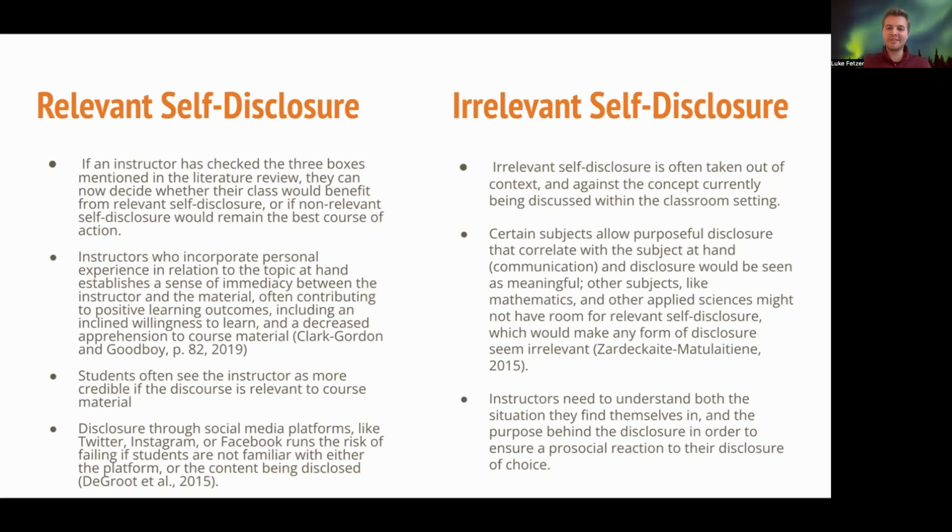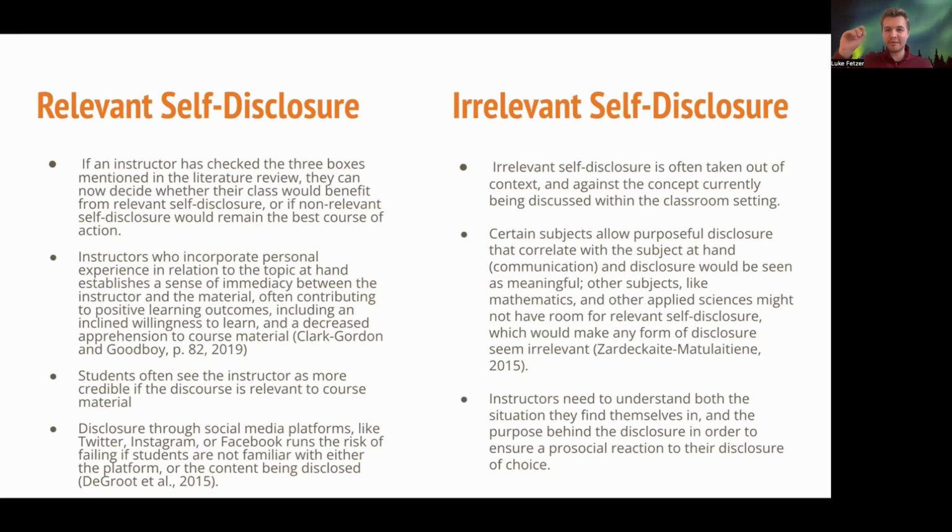But instructors need to understand both the situation that they find themselves in, where are they right now? What are they teaching? What are their students like? Again, these are the three elements that we have to check off before we go forward. And we got to understand the situation, and we got to have the purpose behind the disclosure in order for a pro-social reaction to the disclosure of choice. So these things have to happen, and that's kind of where the bucket approach comes in. These things have to be checked off. One can't come without the other.